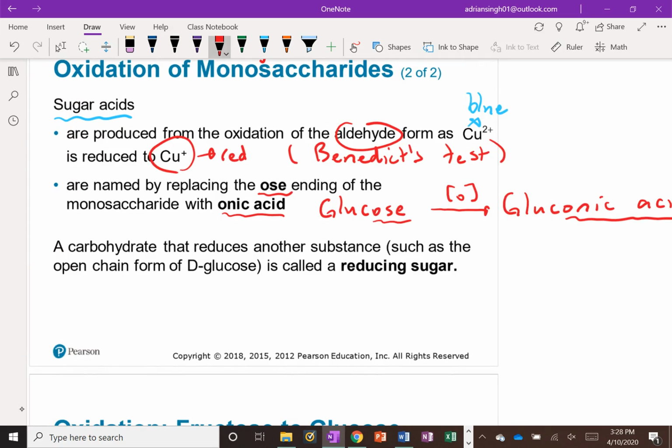So because this sugar undergoes oxidation, that means it has to reduce something else. So that sugar then is going to be acting as a reducing sugar. So a reducing sugar then can be oxidized.